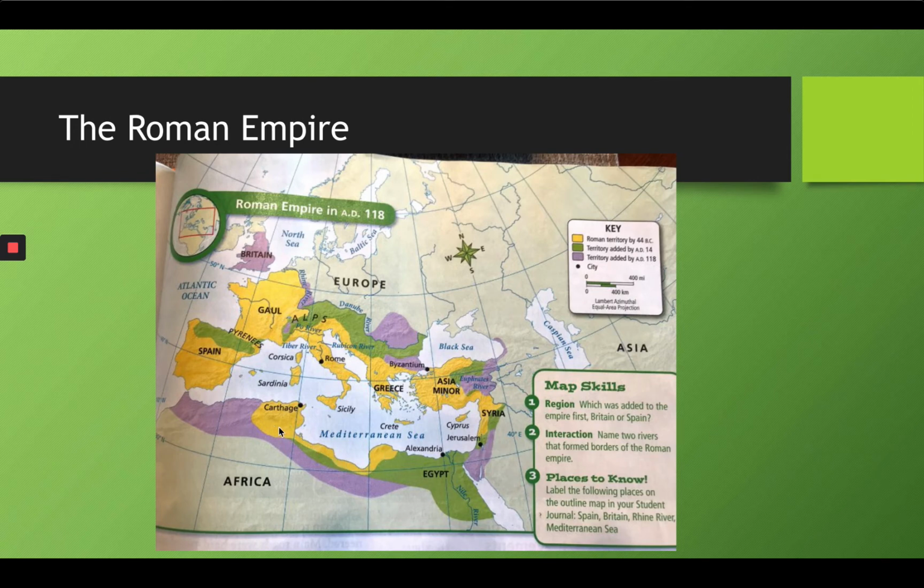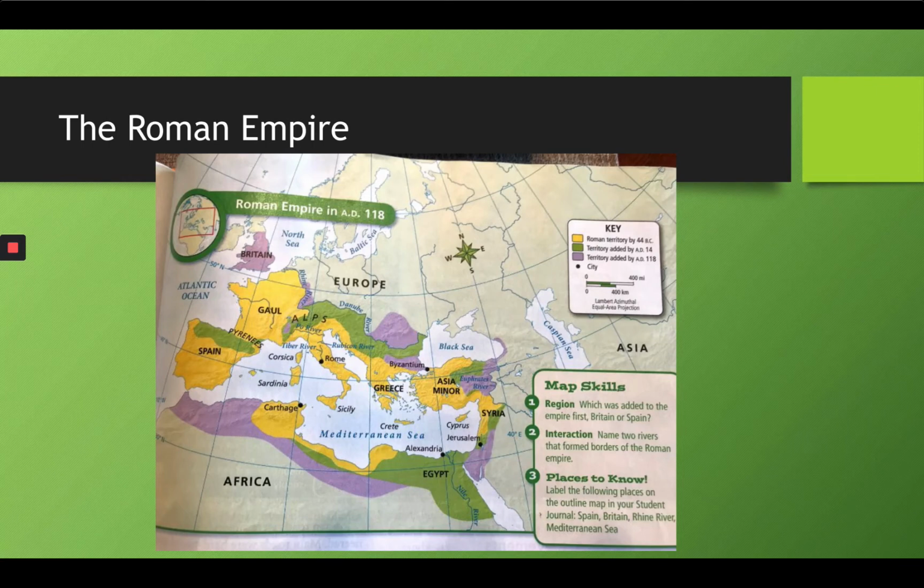So if you notice, all the yellow area, so Gaul, Spain, this northern part of Africa, this is what they gained during the Punic Wars. Remember, they also took Greece and Macedonia, which is up here, and pieces over here in the Asia Minor. And so they own all this land when Julius Caesar is killed and Octavian takes over.